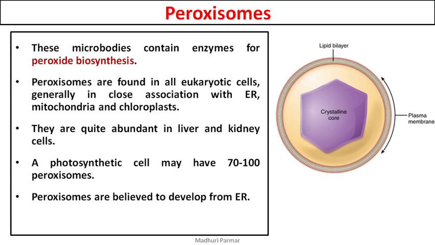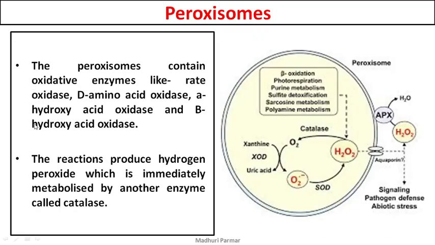Peroxisomes are also believed to develop from endoplasmic reticulum. Their size and shape are variable. Some of them are larger than small mitochondria, and other peroxisomes can be very small, also smaller than the mitochondria. They contain oxidative enzymes, such as urate oxidase. I forgot the U here. It's not rate, it's urate. Urate oxidase, then D amino acid oxidase, alpha hydroxy acid oxidase, beta hydroxy acid oxidase. So it has all of these.